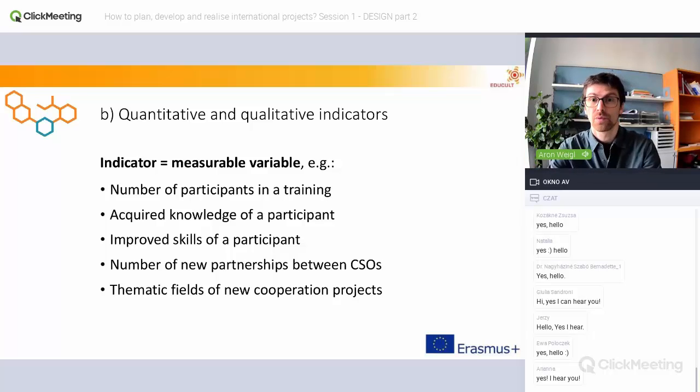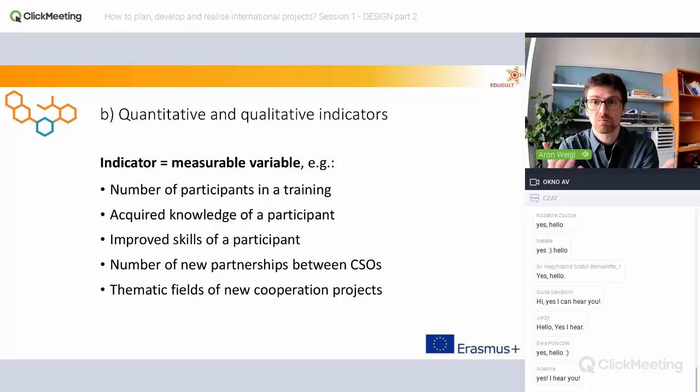Or acquired knowledge of a participant. I say, I want to reach that the people know this and that. Or have the skills improved, and these and that skills improved. But also, if we think about this other part of our project logic, the cooperation, the new networks, and so on, then the number of new partnerships could be an indicator.